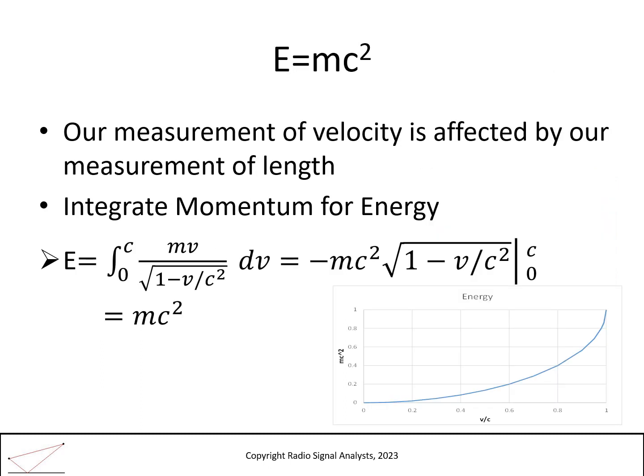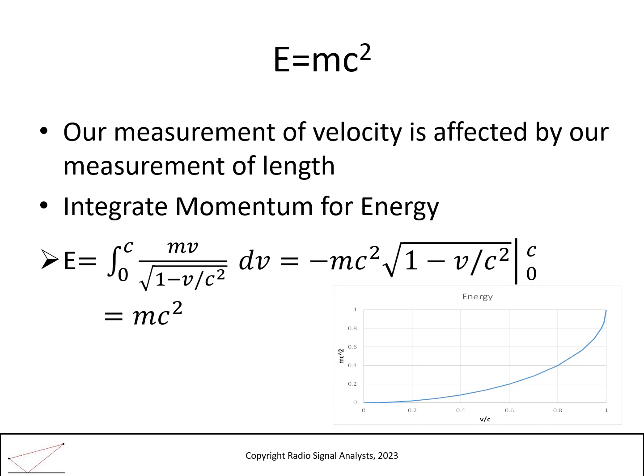We have made the claim that the Lorentz factor allows us to translate lengths between various inertial reference frames. We will now use this to show how to derive E equals mc squared. It is well known that one can integrate the momentum over velocity to get energy. We will compute how much energy is required to change the momentum of a particle having mass m from 0 to c.